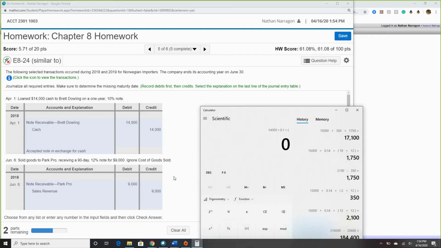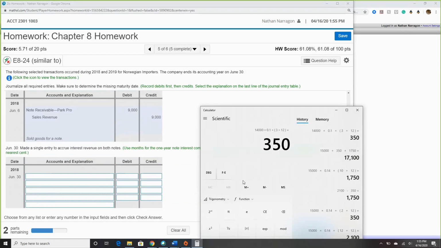Three. Good. We have the whole month of April, the whole month of May, and then the whole month of June. So we have only 3 months. To calculate the interest accrued on June 30th, we take the 3 months and divide by 12. Again, take your principal times your interest rate times the fraction of a year. It just happens to be 350 again. I think that was just luck. So that's only one note.